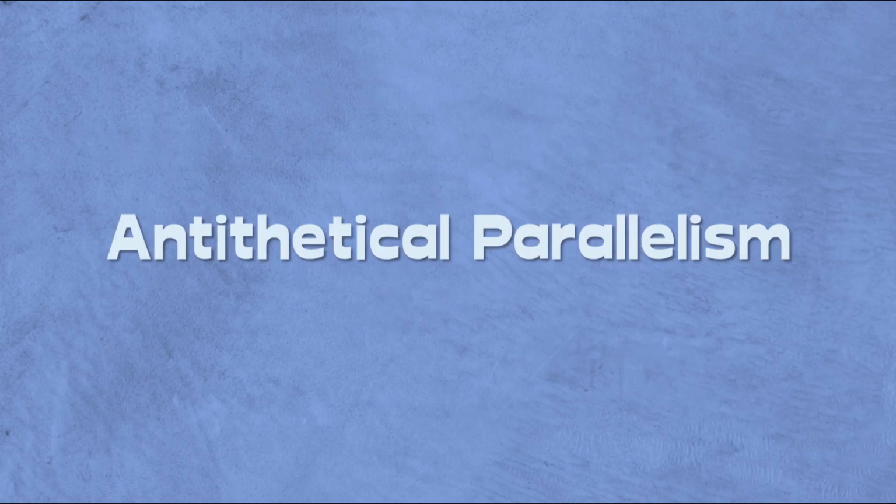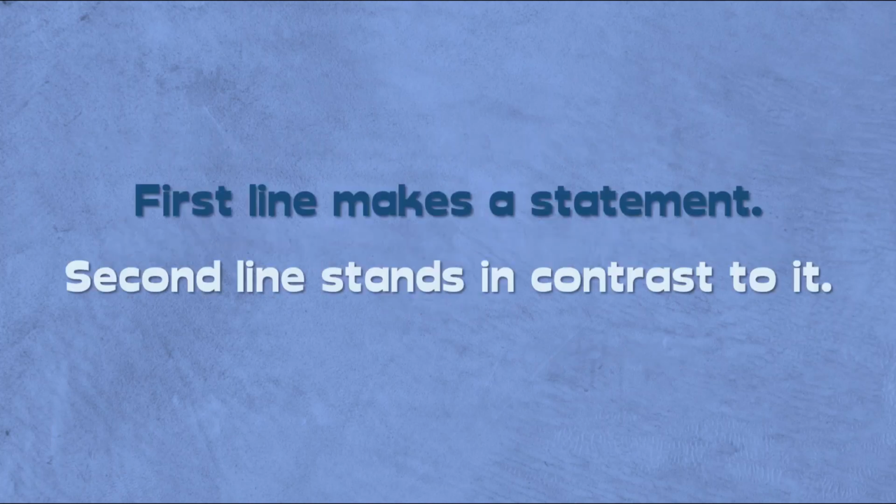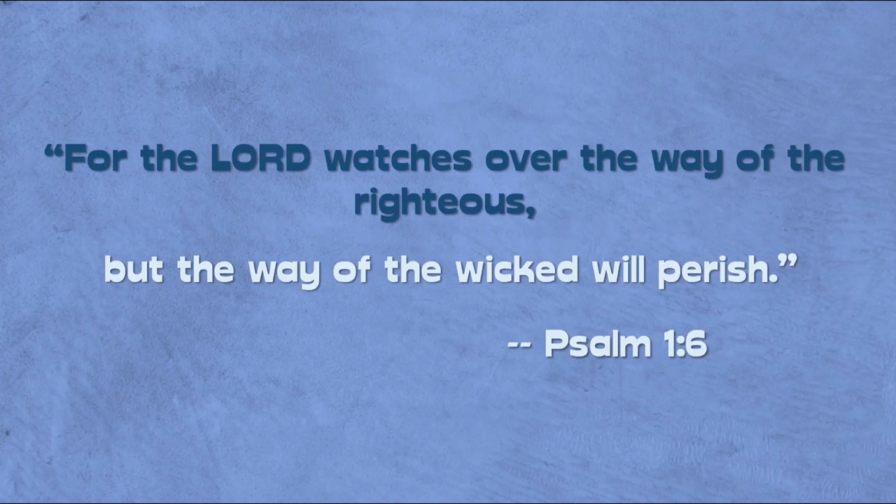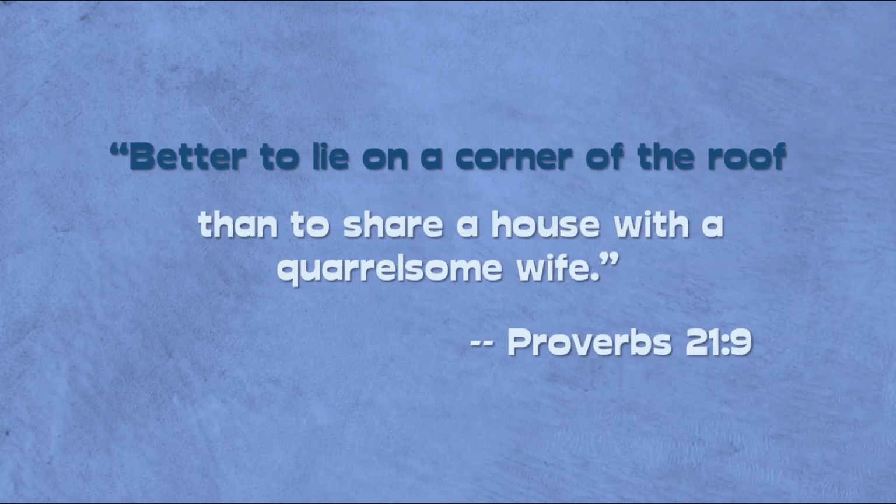Here are some examples of antithetical parallelism, where the first line makes a statement and the second line stands in contrast to it. The sluggard craves and gets nothing, but the desires of the diligent are fully satisfied. For the Lord watches over the way of the righteous, but the way of the wicked will perish. Better to lie on a corner of the roof than share a house with a quarrelsome wife.